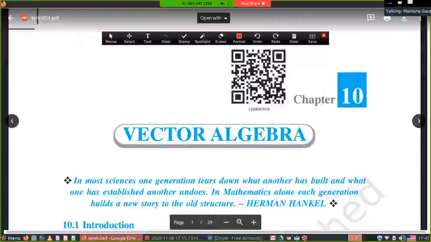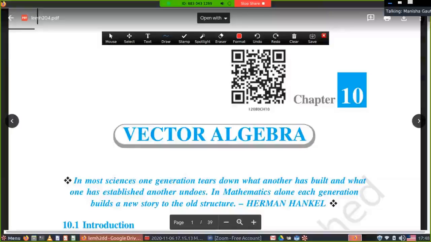Good morning, students. Today we will start chapter number 10, Vector Algebra. In this chapter, we will study what a vector quantity is, and how to multiply two vectors and what type of product we will get, whether scalar or vector. Now, what type of quantities are known as vector quantities?